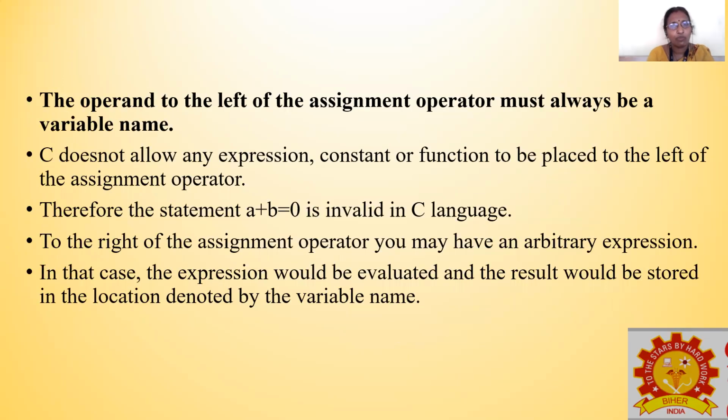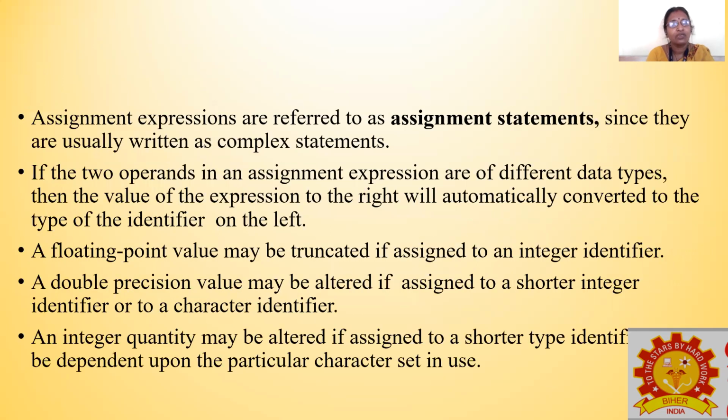The operand to the left of the assignment operator must always be a variable name. C does not allow any expression, constant or function to be placed on the left-hand side of the assignment operator. Therefore, the statement a plus b equal to 0 is invalid. To the right of the assignment operator, you may have an arbitrary expression. In that case, the expression is evaluated and the result is stored in the location denoted by the variable name. Assignment expressions are referred to as assignment statements.